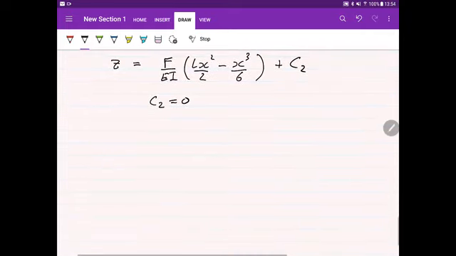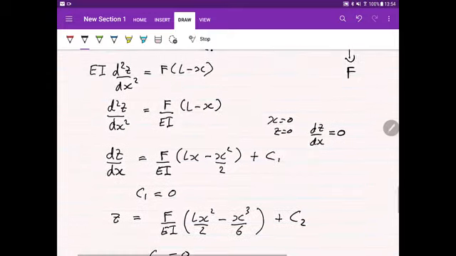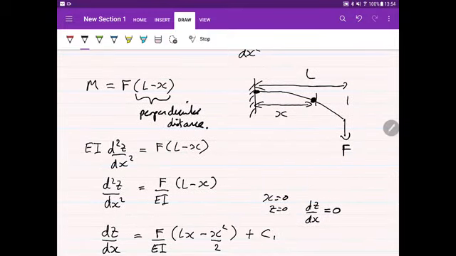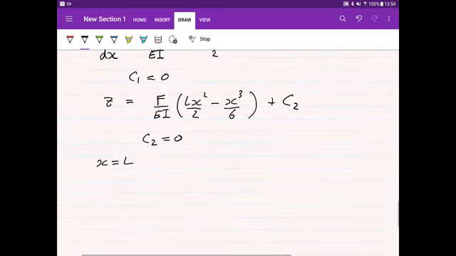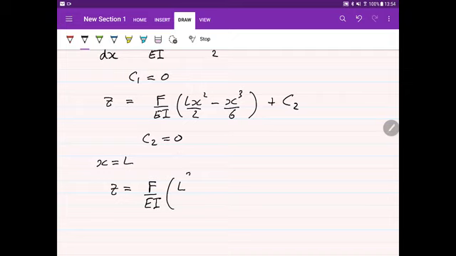Then what we can do is try a different boundary condition, and we can set x equal to L. So at x equals L, we're looking at the elemental volume that's right on the end of this cantilever, and we know that there's a force acting on that cantilever, and so what we can do is write down z is equal to F over EI times, then we've got L times L squared, so that's L cubed over 2, minus L cubed over 6.